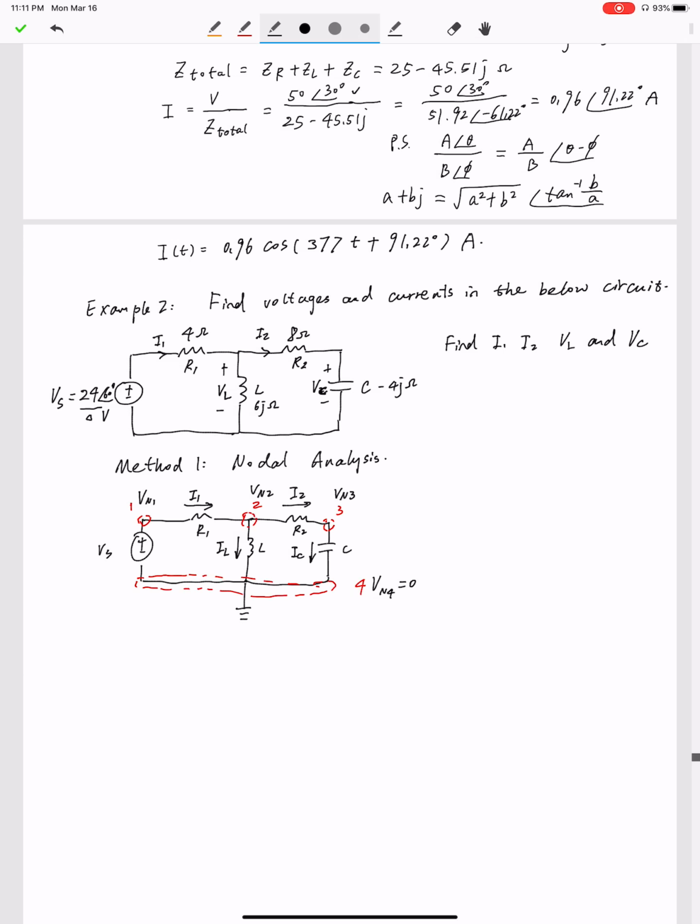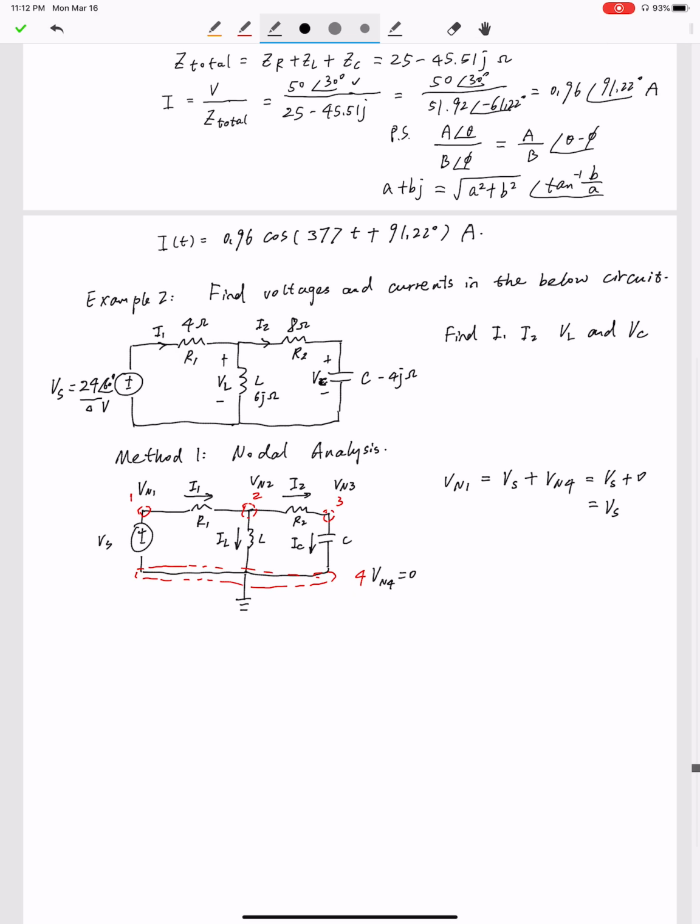After you finish this step, another point you need to notice is that the voltage Vn1 is automatically given, because node 1 is connected to the positive side of Vs, and the negative side of Vs is connected to the ground. So Vn1 is Vs plus Vn4, which equals Vs plus 0, and that is just Vs. After knowing that, we can reduce one unknown variable, and we just have two unknown variables, Vn2 and Vn3.